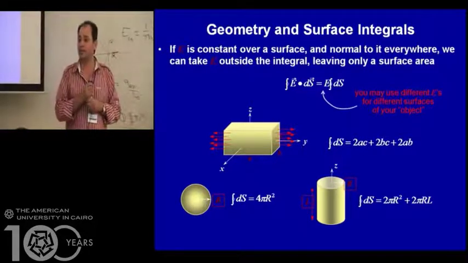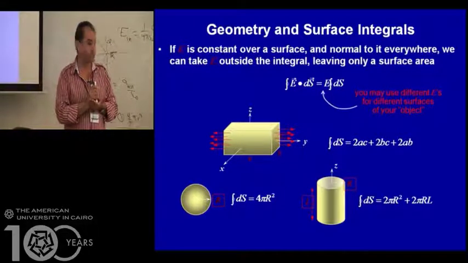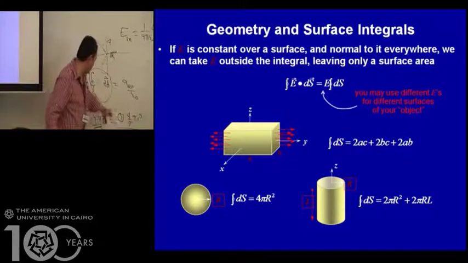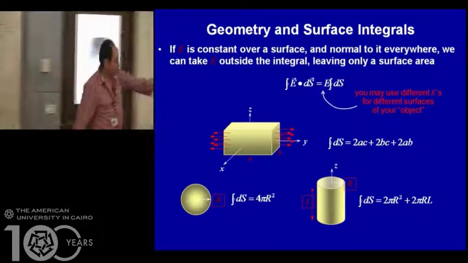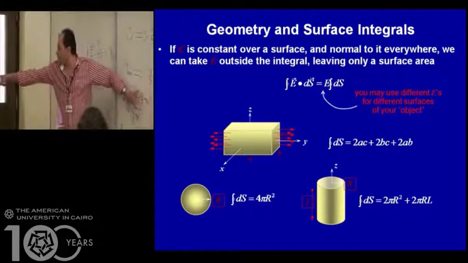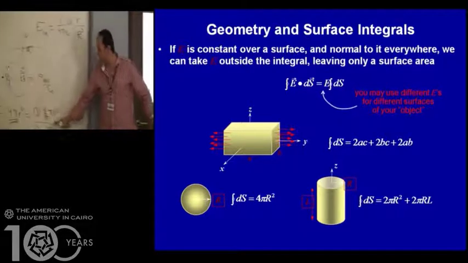Okay, guys? Yes. Nothing. I got Q enclosed. I put it in here. That was Q enclosed over epsilon 0. So I replaced Q enclosed by its value, and that's it.